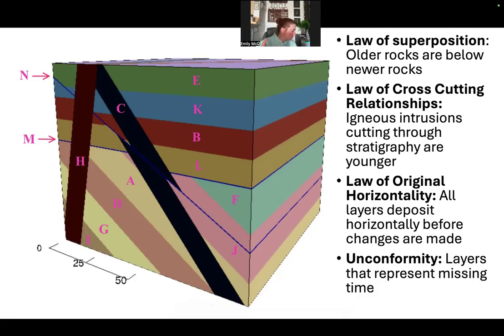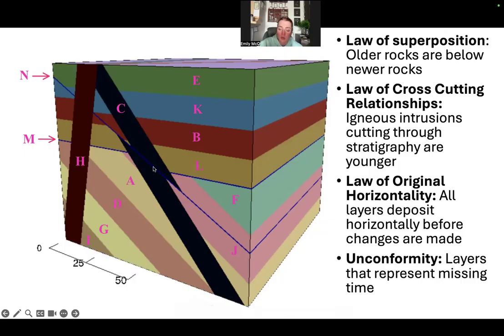Now, this is where it makes sense. The law of cross-cutting relationships: both H and C are igneous dikes. And you'll note that C is cutting through both the bottom portion of this block and the top portion of this block. So C has to be younger than E, because it cuts through everything. And then we see that N, so this is where N comes in, N cuts through just C, but you'll note it doesn't cut through H.